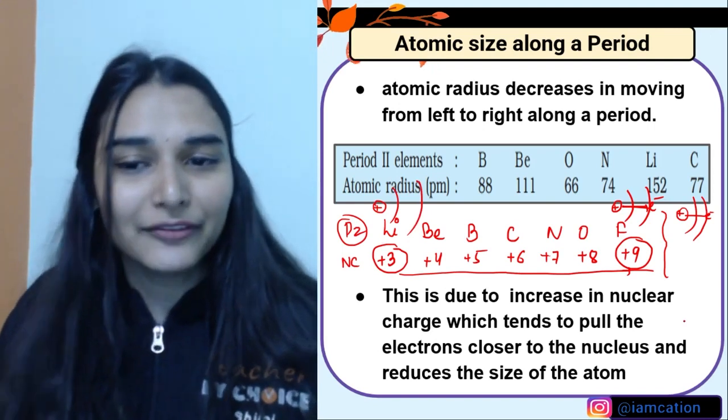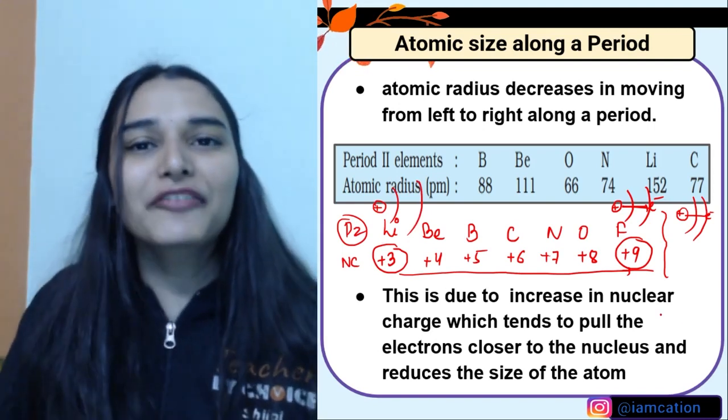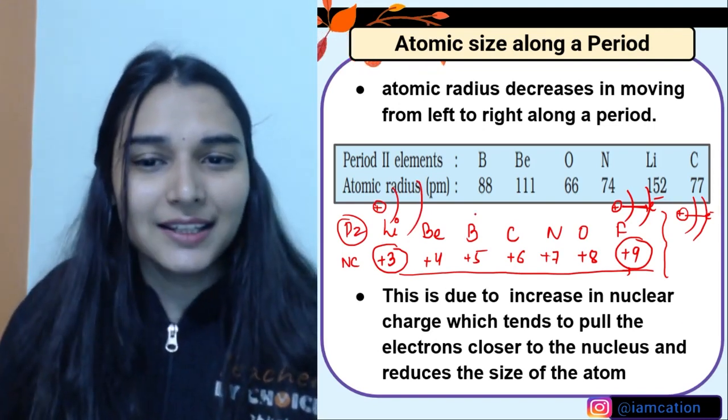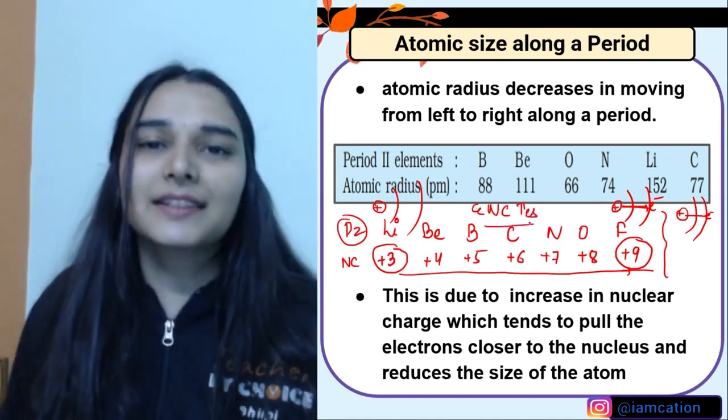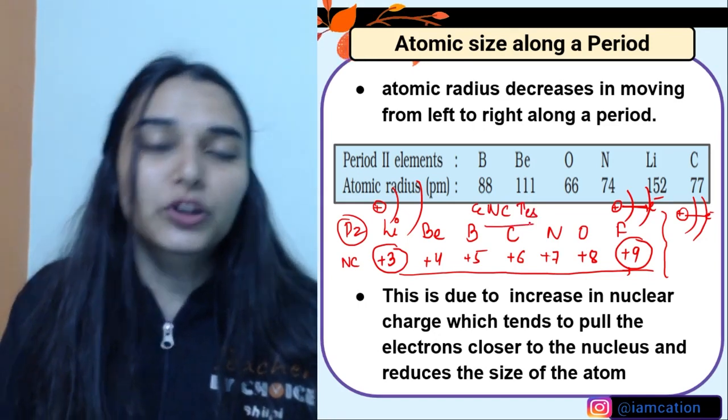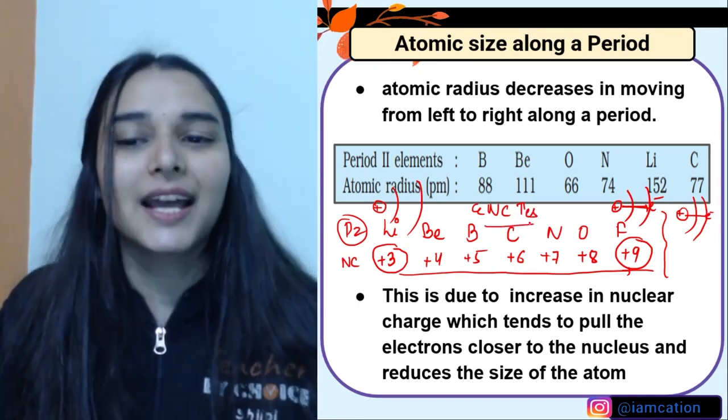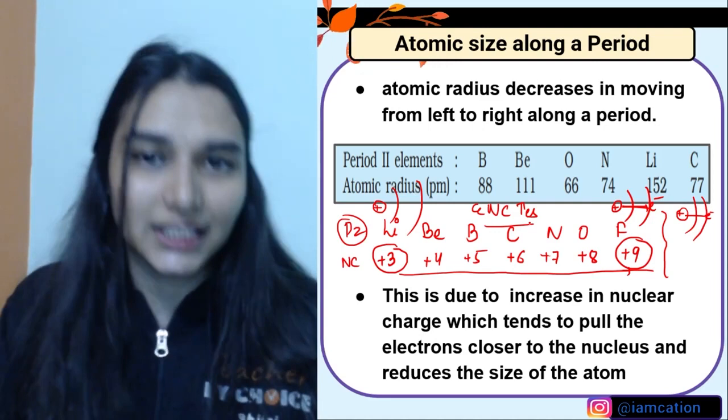So when we go left to right, the size of an atom decreases. The reason is that effective nuclear charge keeps on increasing, which means the valence electrons are pulled more tightly by the nucleus. Hence we can say size decreases.